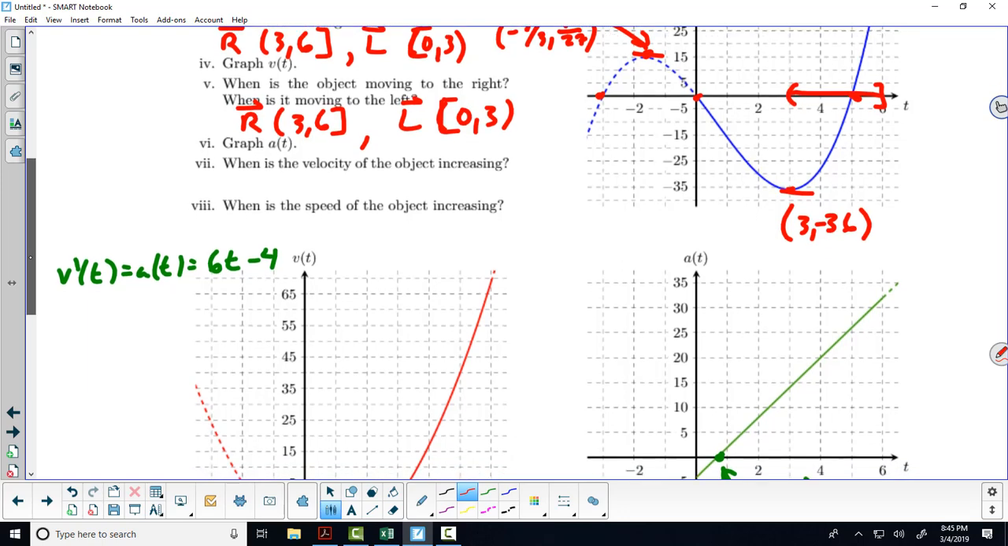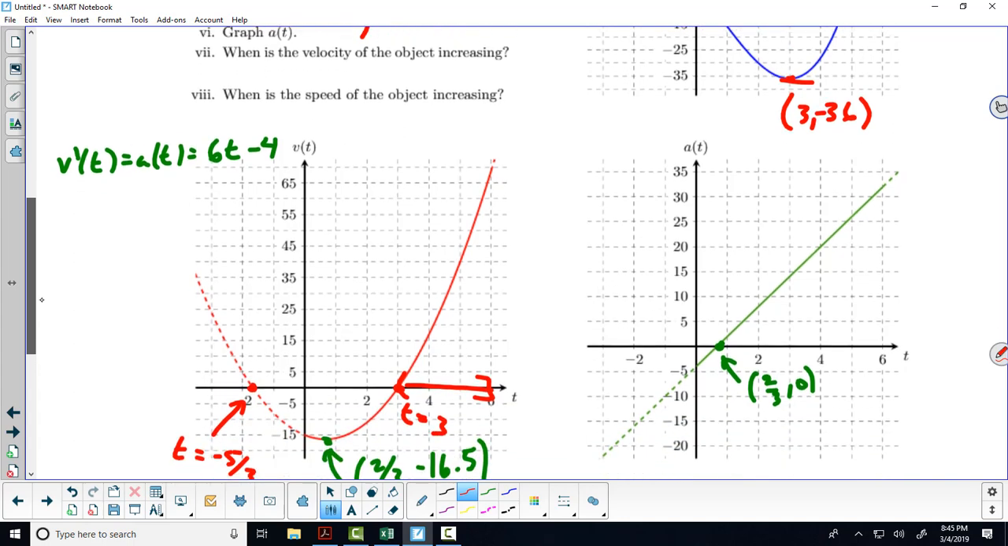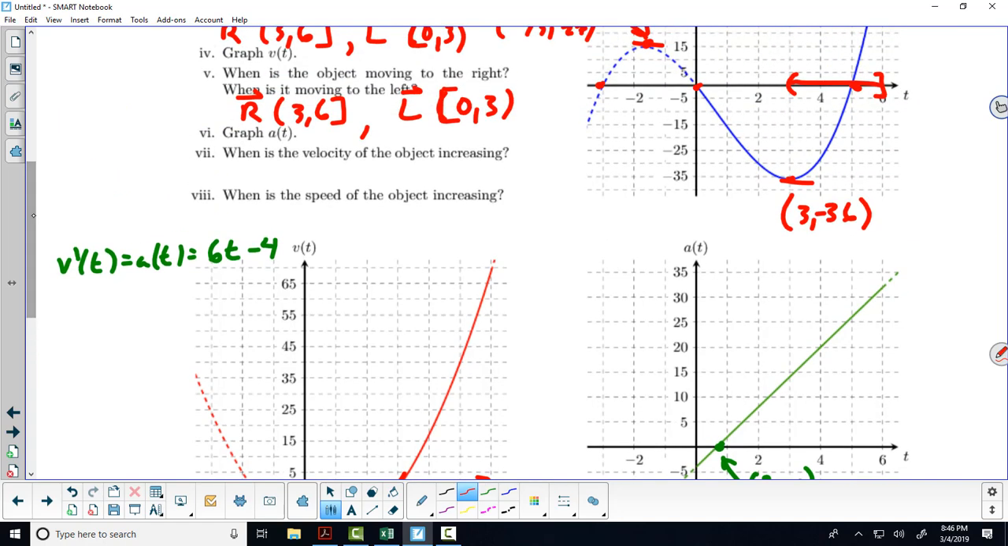All right. Here we've graphed the velocity function. When is the velocity of the object increasing? The velocity will be getting more and more positive whenever its derivative is positive. Exactly. So its velocity is increasing from 2/3 to 6, because the velocity was getting more negative, more negative, more negative. Here's the velocity 0. Now the velocity is increasing.